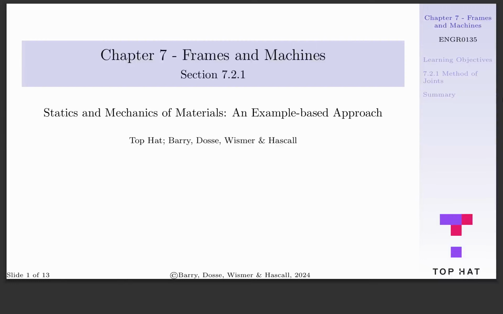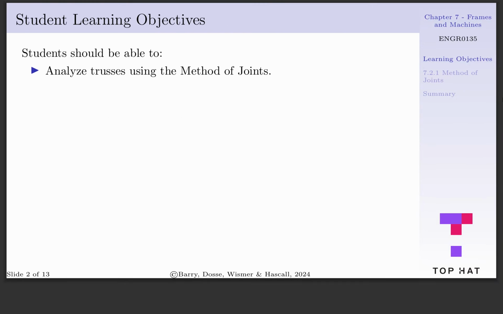This lecture covers section 7.2.1. At the end of today's lecture, you should be able to analyze trusses using the method of joints.